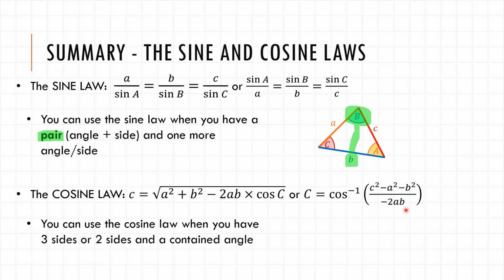You can use the cosine law when you have all three sides, right? Notice that the only variables you would use to input here are side lengths. There's no capital letters. Or if you have two sides and you have the angle that is contained in between those two sides, as follows. So if this is a triangle, two sides and the angle in between. If you know all of these values, then you can use the cosine law to find out the opposite one.